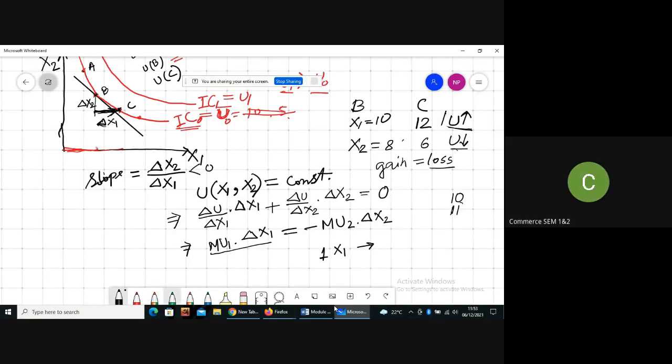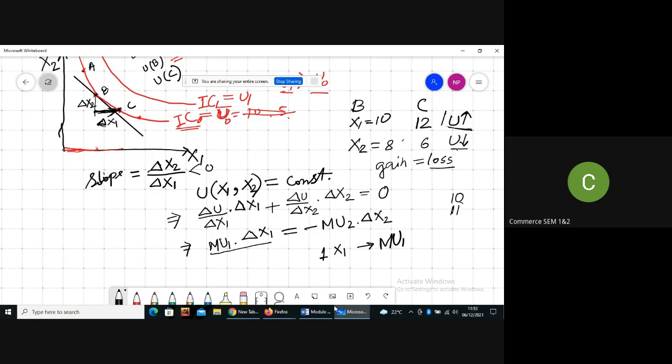So this is nothing but your marginal utility. This is the definition of marginal utility, marginal utility of commodity 1. So if consumption of X1 increases by 1 additional unit, then the utility of the consumer increases by MU1 units.